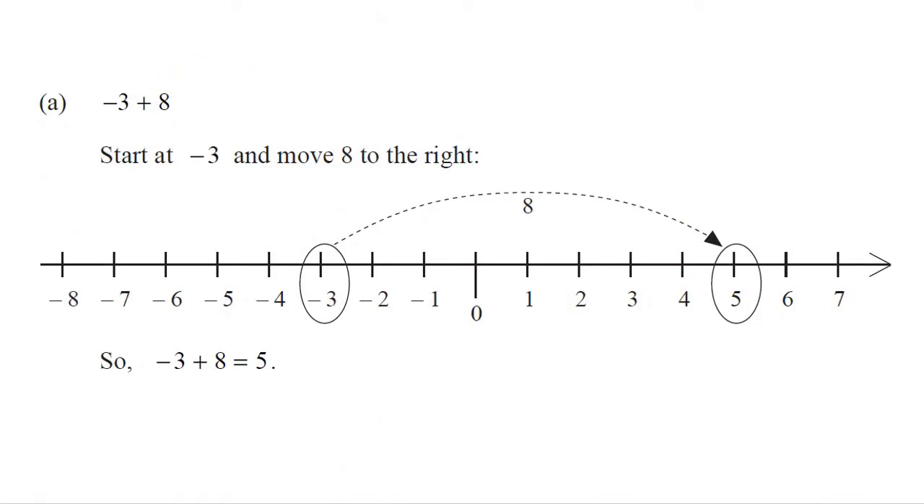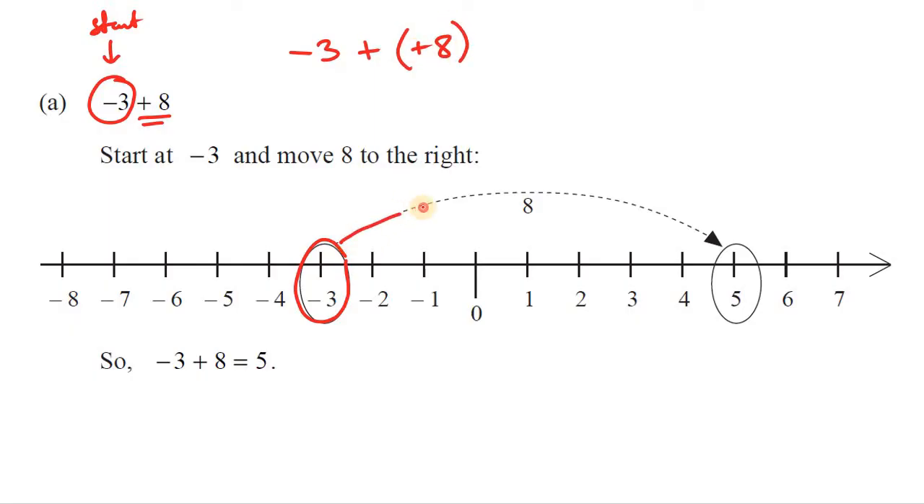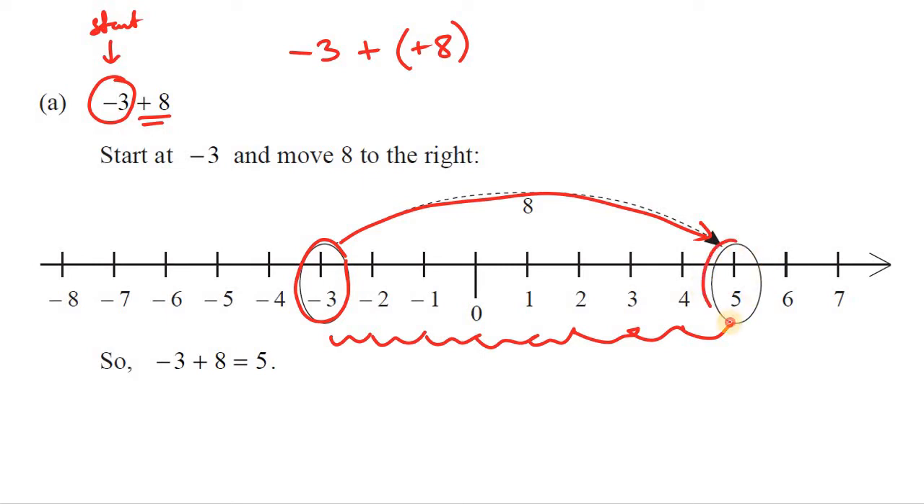The first one is minus 3 plus 8. So we start with minus 3. Remember, this is important. In minus 3 plus 8 you have to first start with the minus 3. So this is where we start. Next, plus 8, which is a positive number. So this means that we have to move 8 places on the number line. How many places? 1, 2, 3, 4, 5, 6, 7, 8. 8 places to the right, and so we move to the 5th position. So the answer is plus 5.